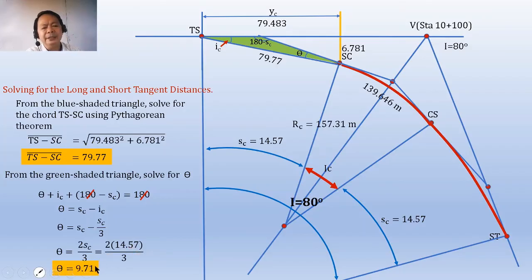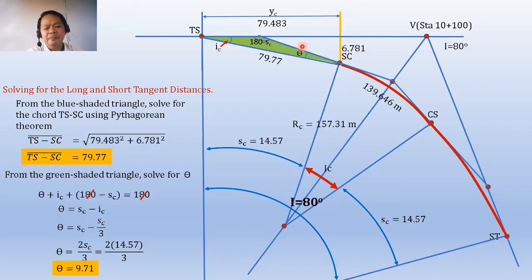So nakita natin na itong theta is greater than I sub C. Kasi yung I sub C natin will only be 1/3 of 14, and 1/3 of 14 is something about 6 point something. Samakatwid lalabas na since theta is greater, therefore its opposite side will be greater than the opposite side of our I sub C. Hence, this distance will be our TL and this distance will be our TS.